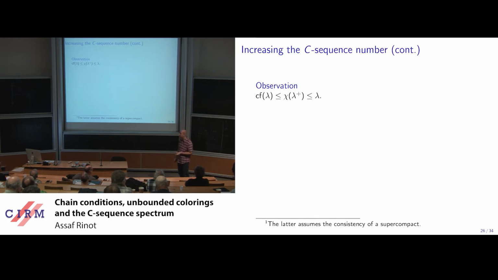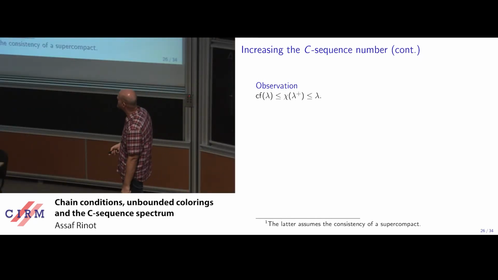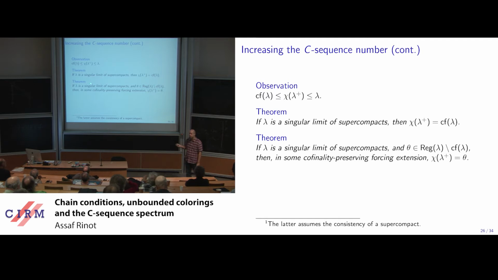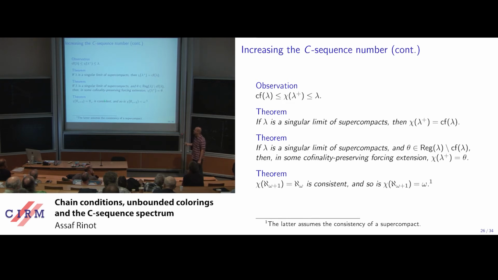Now what about successor cardinals? So as I said, Xi of lambda plus would be at most lambda, but you can also show it is at least the cofinality of lambda. Is there anything better you can say? Well, for regulars, there's nothing more you can say, but for singulars, there is more you can say. So if lambda is the singular limit of supercompacts, then Xi of lambda plus is as small as possible. You are being very close in a sense to what I was calling weakly compact. But also you can force to increase the value to any theta greater than the cofinality of lambda. Now remember I was asking you whether Xi of kappa could be a singular cardinal. So the answer here is yes as well. It is consistent that Xi of aleph_omega plus 1 is exactly aleph_omega. And starting with a supercompact, we can also make it omega.